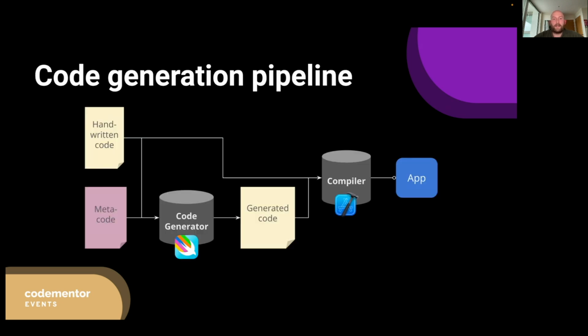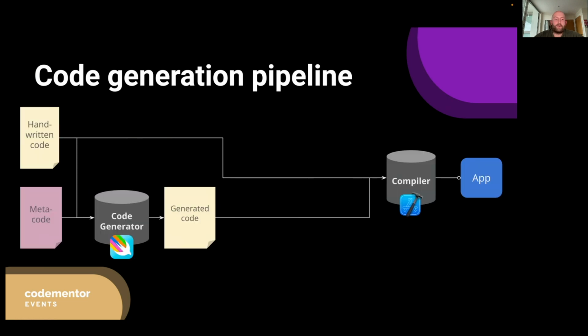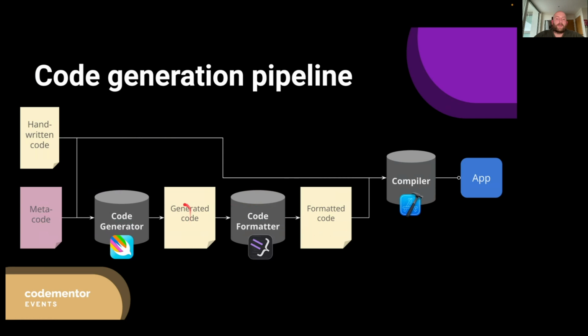Now, this is how the code generation pipeline looks with just a code generator. So we have our handwritten code, metacode, Sorcery, and generated code. You've seen it just in the example. And if we want to add some formatting, it basically will look like this. After we get generated code, we then forward it to a formatting utility and get formatted code to whatever style guide we want. So yeah, it's important to separate those stages and make sure that each utility does what it does best.